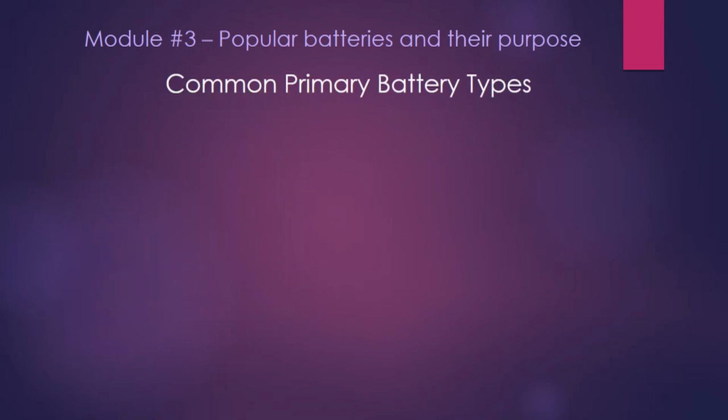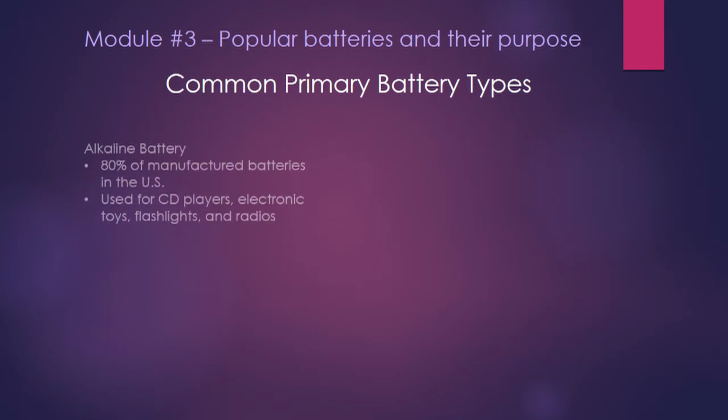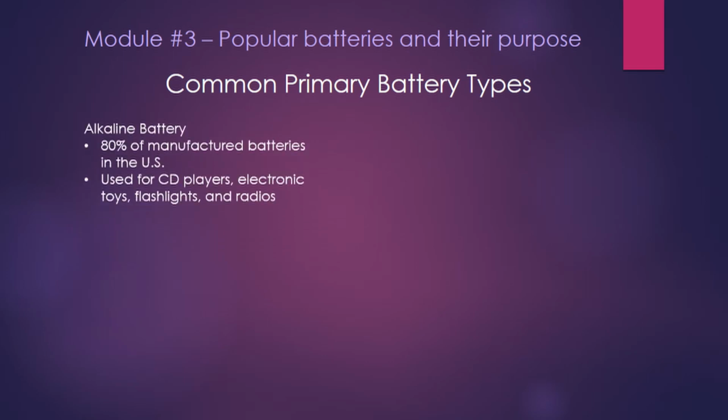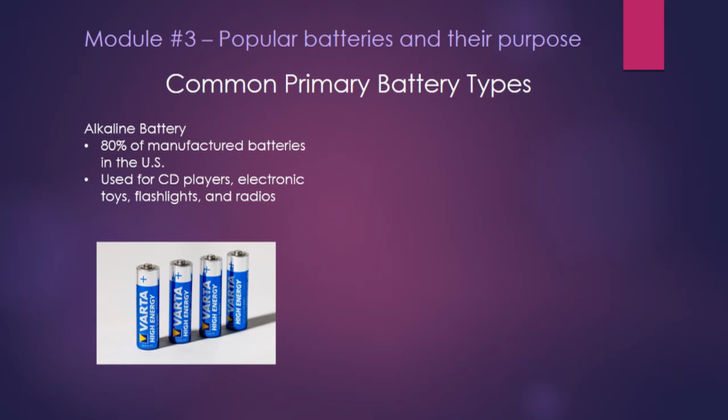Now let's discuss common primary battery types. The first type we'll talk about is the alkaline battery. As someone born and raised in the United States, I thought it was pretty cool that 80% of manufactured batteries in the US were alkaline. I thought this was interesting because alkaline batteries can be used in so many different applications, such as CD players, electronic toys, flashlights, and radios. For those that weren't born in the Stone Ages, CD players were used to play music before iPods and your cell phone even existed. See below for a picture of alkaline batteries.